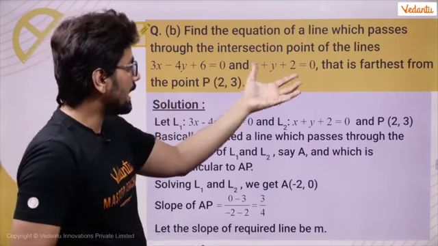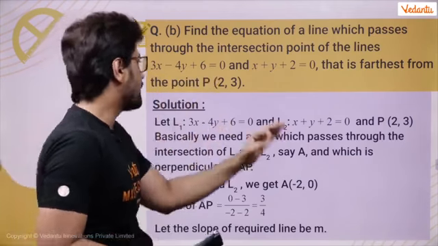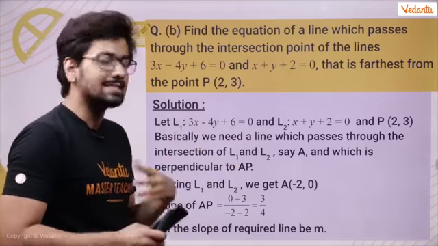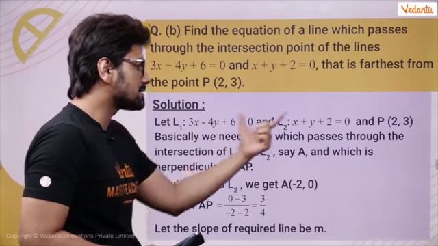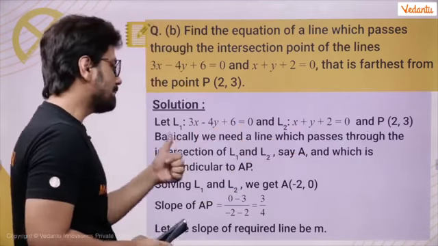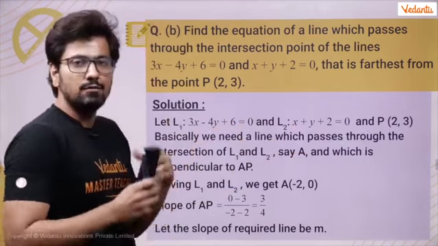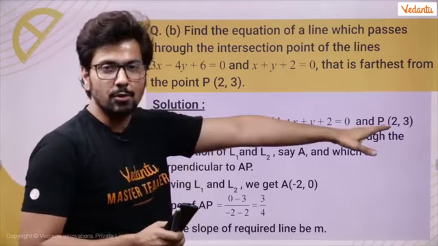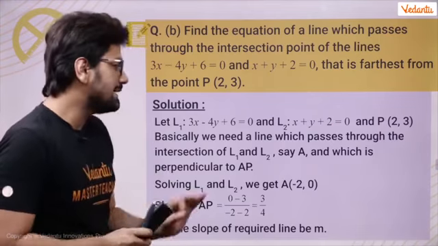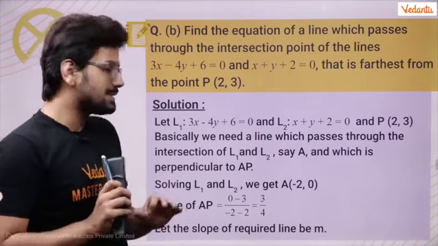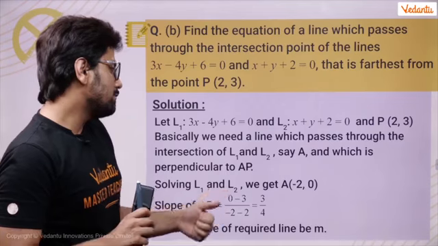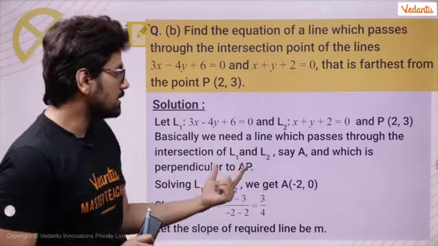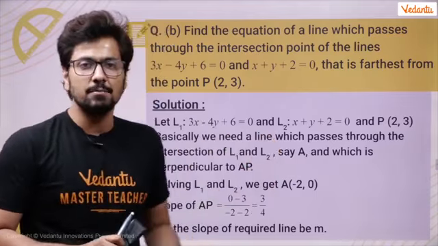Now, find the equation of a line which passes through the intersection point of the line 3x minus 4y plus 6 is equal to 0 and x plus y plus 2 equal to 0, that is farthest from the point 2 comma 3. So first of all, we need to find the point of intersection of these two lines. So this is the line L1, this is the line L2, and P is 2 comma 3. So basically we need to find one of the line out of the family of the lines which is farthest from this point. So basically we need a line which passes through the intersection of L1 and L2 and which is perpendicular to AP. So the line which is perpendicular to AP is the farthest from the point P.